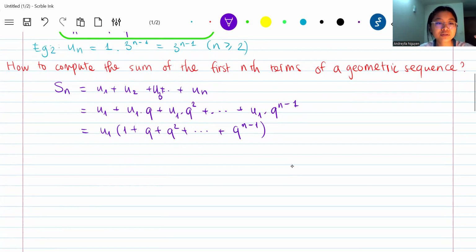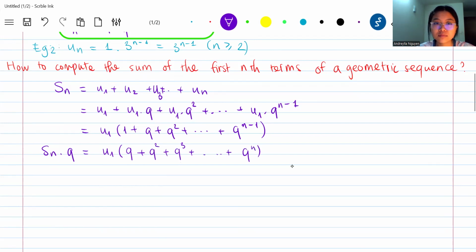And then I want you to help me compute Sn times q, where q is the common ratio. What happens if I multiply q through my Sn? I multiply q into the second factor. Then I get q, and my q squared from the previous formula turns into q squared, plus q cubed, and so on, up to q to the power of n.